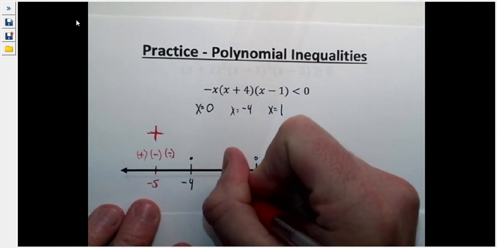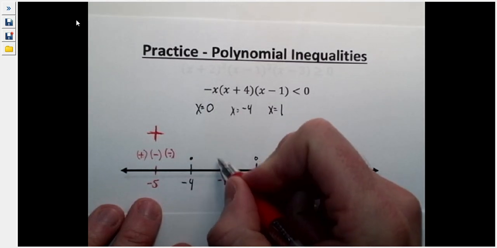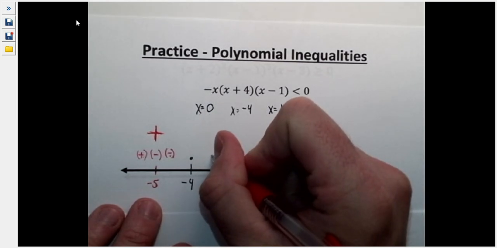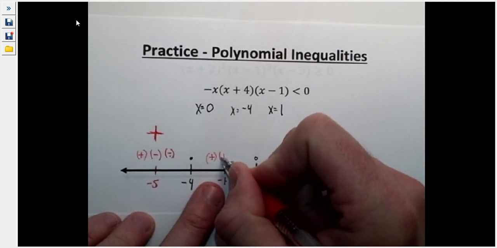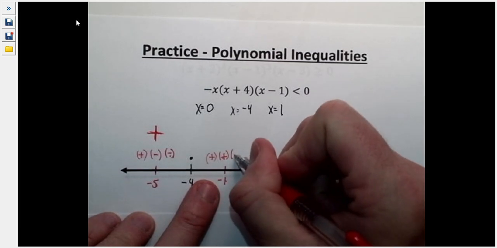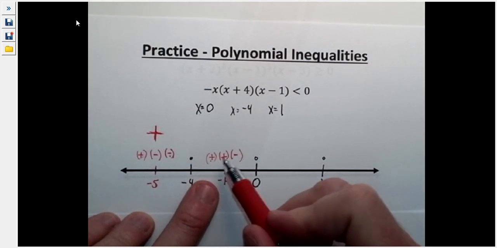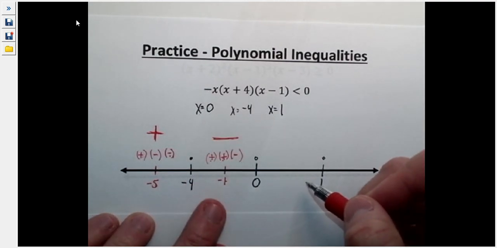So I'm going to do the same thing here at -1. Plug in -1, -1 opposite sign becomes positive. -1 plus 4, that's a positive number. And -1 minus 1, that's going to be a negative number. And a positive times a negative means this totally becomes negative there.